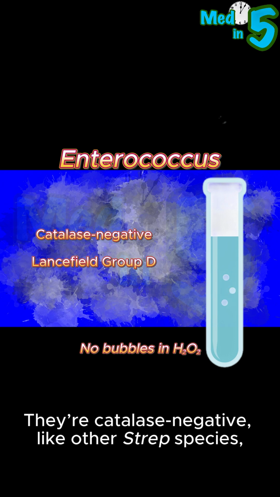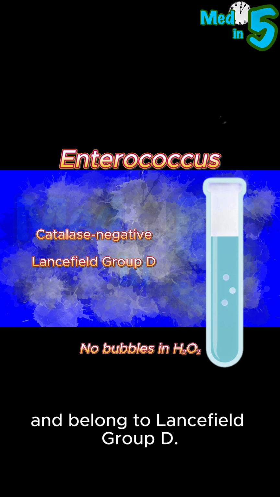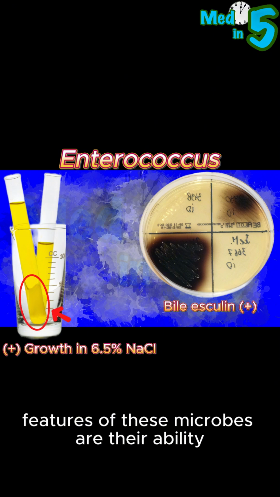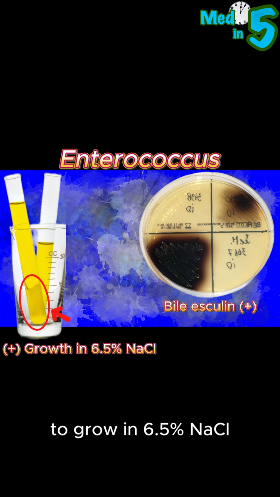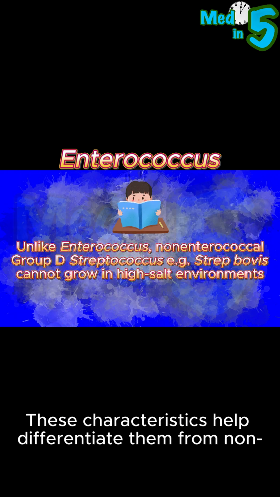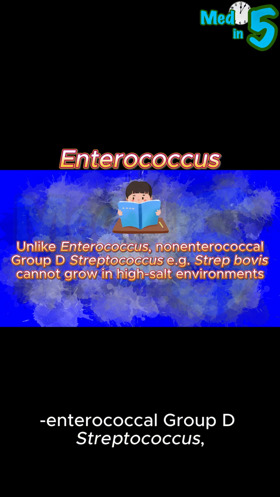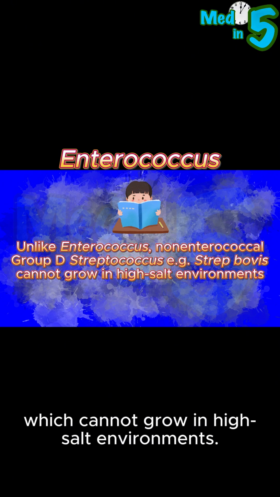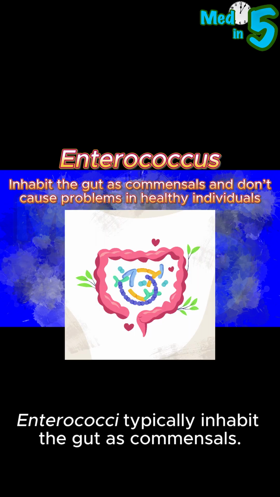They're catalase negative, like other strep species, and belong to Lancefield Group D. The most useful distinguishing features of these microbes are their ability to grow in 6.5% NaCl and their bile-esculin-positive reaction. These characteristics help differentiate them from nonenterococcal Group D Streptococcus, such as Strep bovis, which cannot grow in high-salt environments.